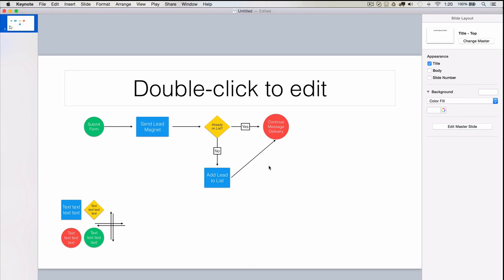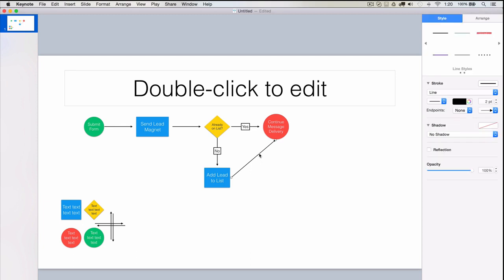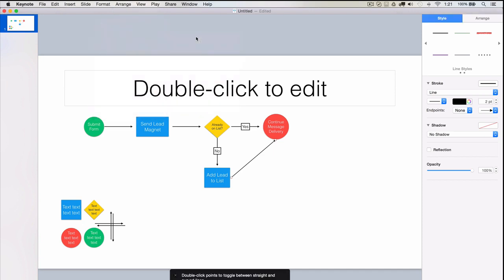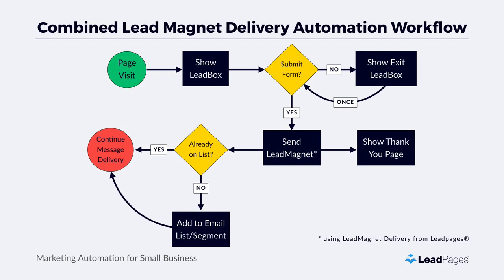In order to make my straight arrow curved, I'll need to right-click on the arrow and choose Make Editable. If you're using your Mac's touchpad, then go to Format, Shapes and Line, and Make Editable. Click in the middle of your arrow to curve it. Repeat these same steps to create more complex workflows as you choose. And in the next 2 modules, we'll construct more complex workflows using Draw.io and Lucidchart.